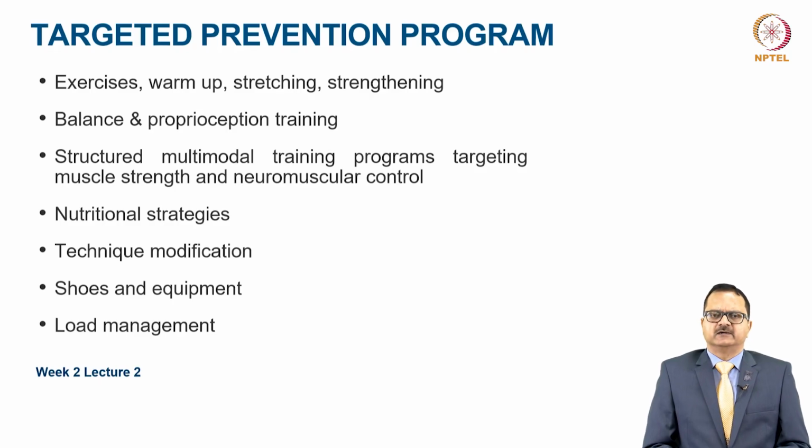What does a targeted prevention program look like for the lower limb? Exercises including warm-up, stretching and strengthening exercises. Definitely balance and proprioception training will be included. Structured multimodal training programs which will target the muscle strength and neuromuscular control will be included in this prevention program.